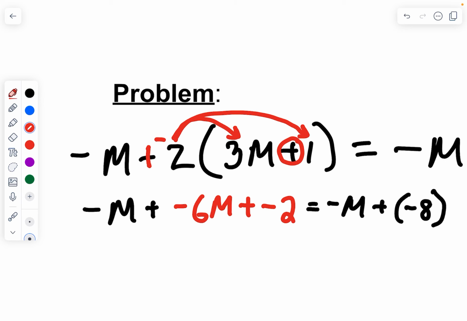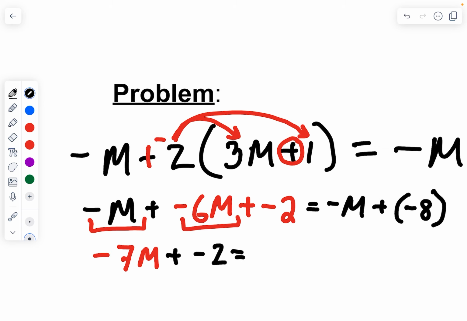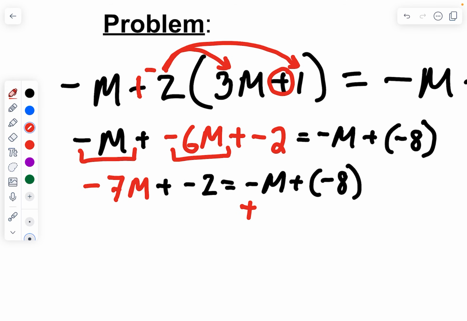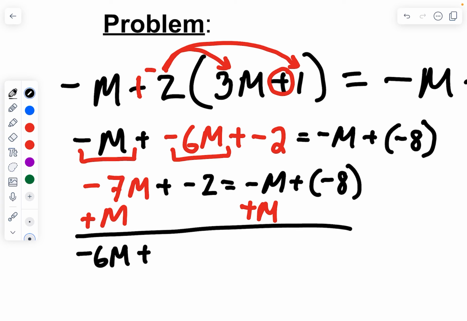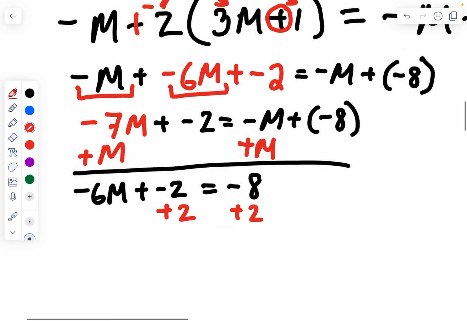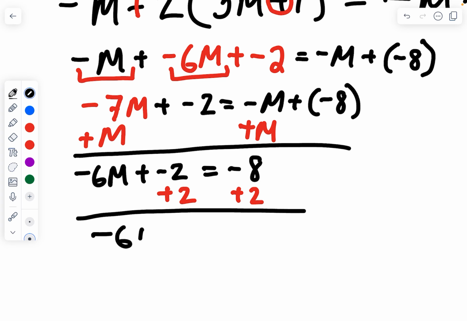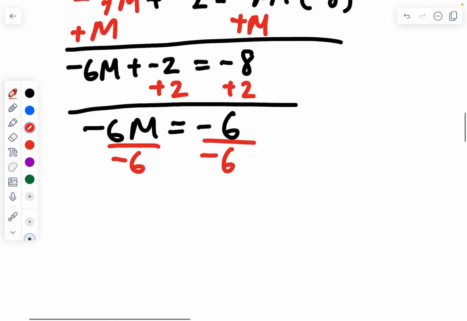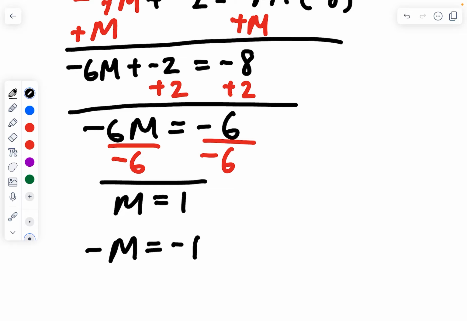Now what we're going to do is we're going to combine like terms. You'll notice I have a negative m and a negative 6m. That gives me a negative 7m. I'm going to take care of my m's first. So I'm going to choose to add m. It's not the only thing to do. It's just what I'm choosing to do at this time. Negative 6m plus negative 2 equals negative 8. I'm going to add my 2. I end up with negative 6m equaling negative 6. I'm going to divide both sides by negative 6. And I end up with m equaling 1 and negative m equaling negative 1.